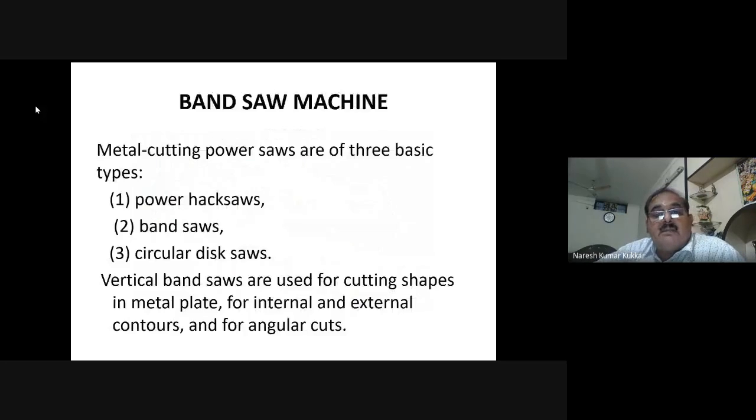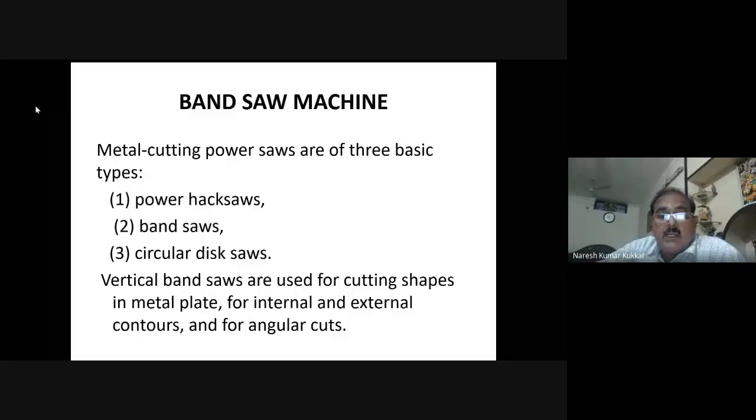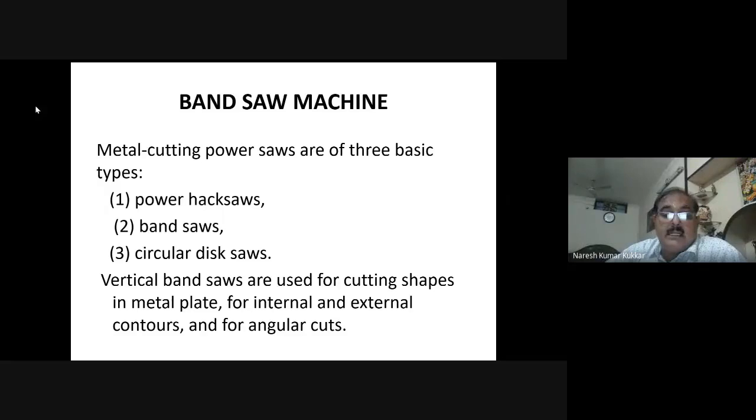Metal cutting power saws are also of three types: power hacksaw, band saw, and circular disc saws. Vertical band saws are used for cutting shapes in metal plates, for internal and external contours, and for angular cuts.